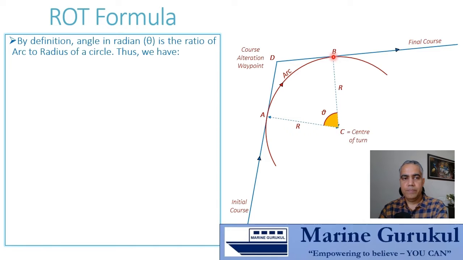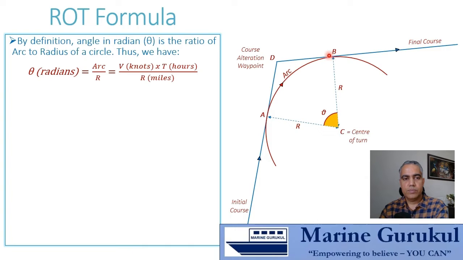Now, by the definition, an angle in radian is basically the ratio of the arc of a circle to the radius of the circle. Using this definition on our course alteration angle theta, the angle theta in radians should be equal to the arc, which is Alpha Bravo, divided by the radius of the turn.